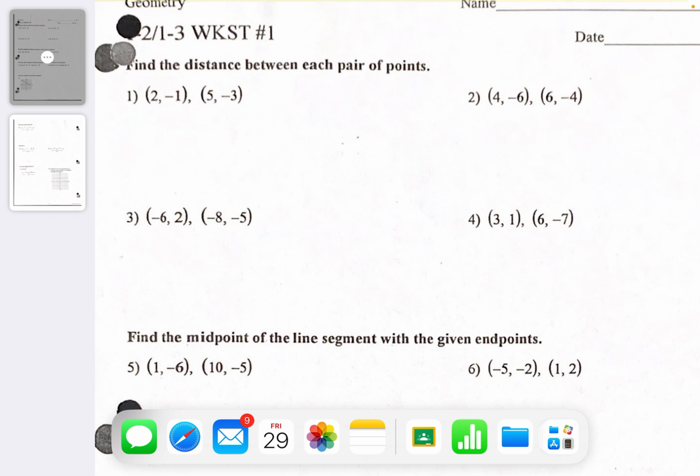All right, number 4. Who did number 4? All right, Alex. What is that? (3, 1) and then (6, -7). Tell us what you did. So I put 6 minus 3, square root of (6 squared) plus (-7 minus 1) squared, and then simplified it, simplified again, and got 9 plus 64, and then the answer was the square root of 73. Perfect. Good job. I like it.